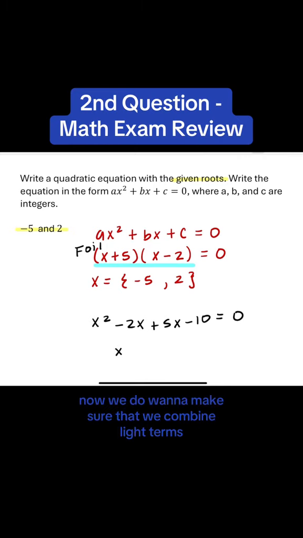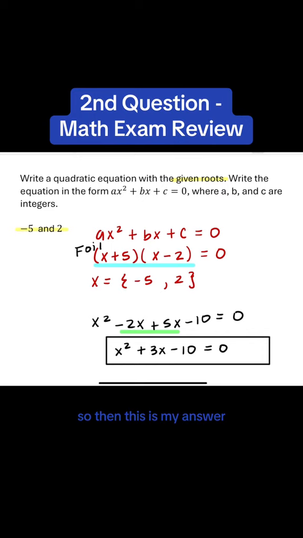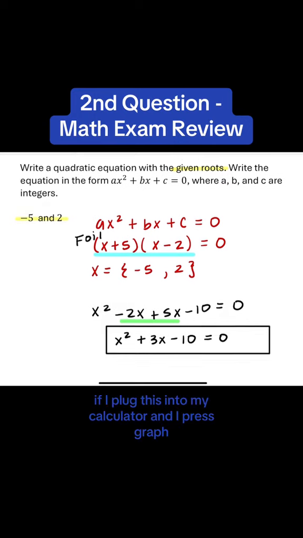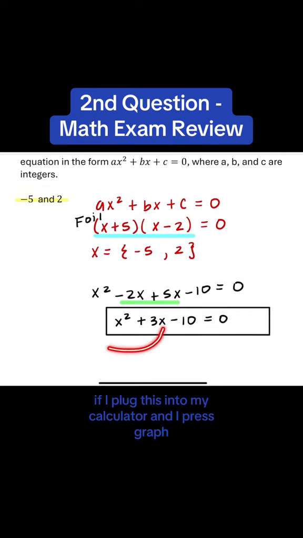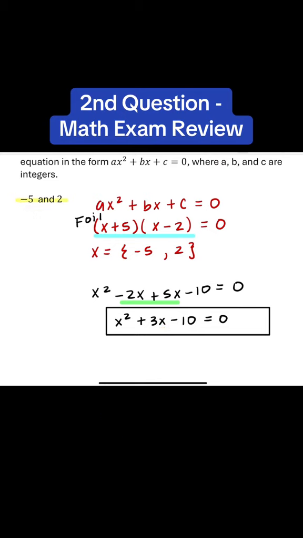Now, we do want to make sure that we combine like terms, if we have them, and we do. -2x and +5x is going to make +3x. Then we have -10, and then that is equal to 0. So then this is my answer. If I plug this into my calculator and I press graph, I'm going to see that it crosses the x-axis here at -5 and then also 2.